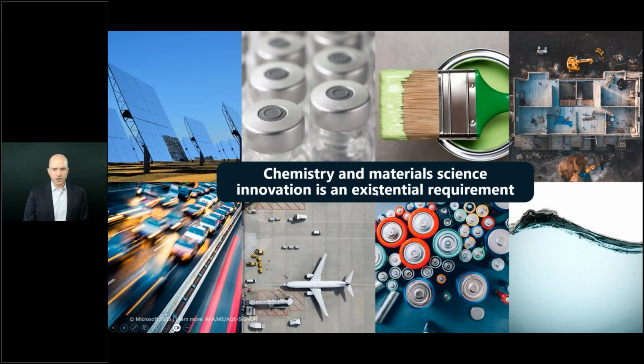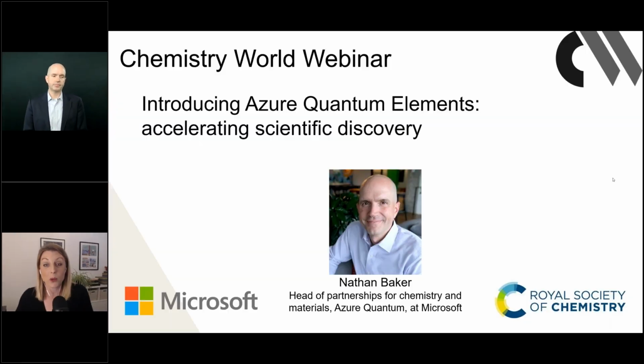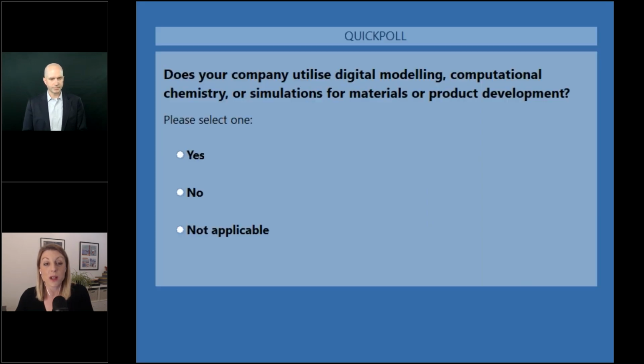So with that, we'll start with our first poll of the seminar. And Natalie, I'll turn it over to you. Brilliant. Okay, so we're just going to share a poll on the screen that the audience are able to interact with. So we'll just give that a moment. So the question is, does your company utilize digital modeling, computational chemistry, or simulations for materials or product development? So you have yes, no, or not applicable.